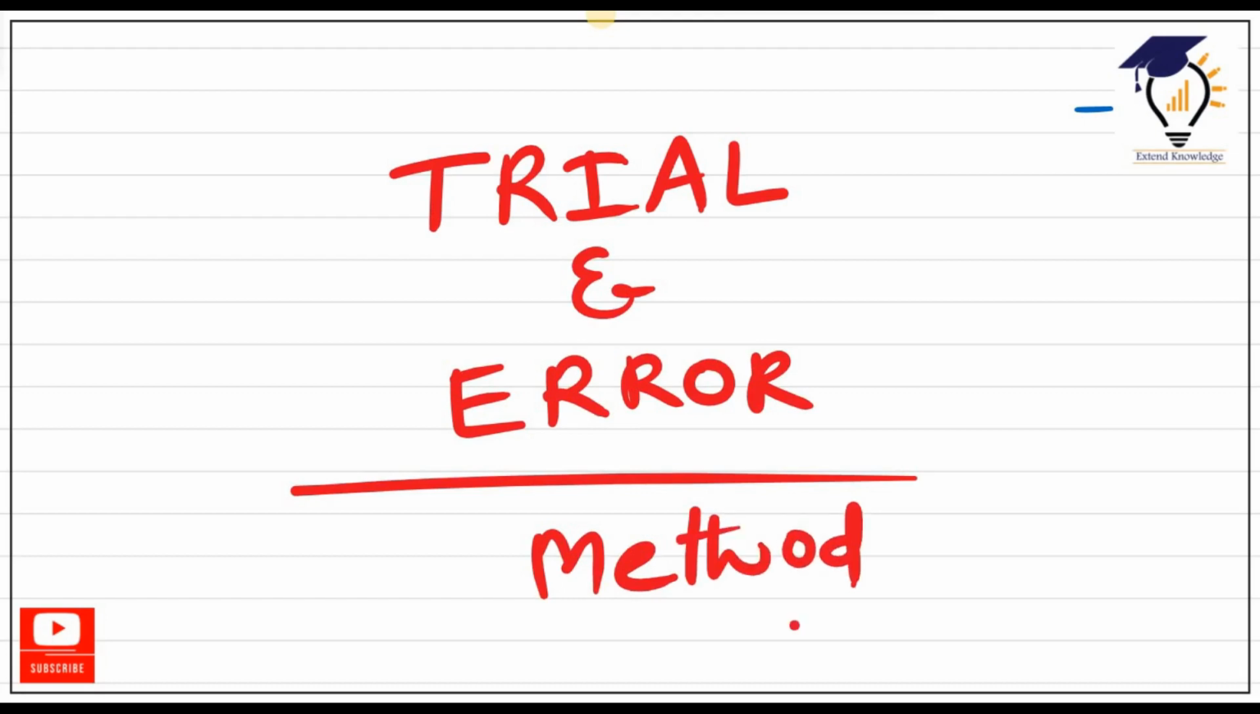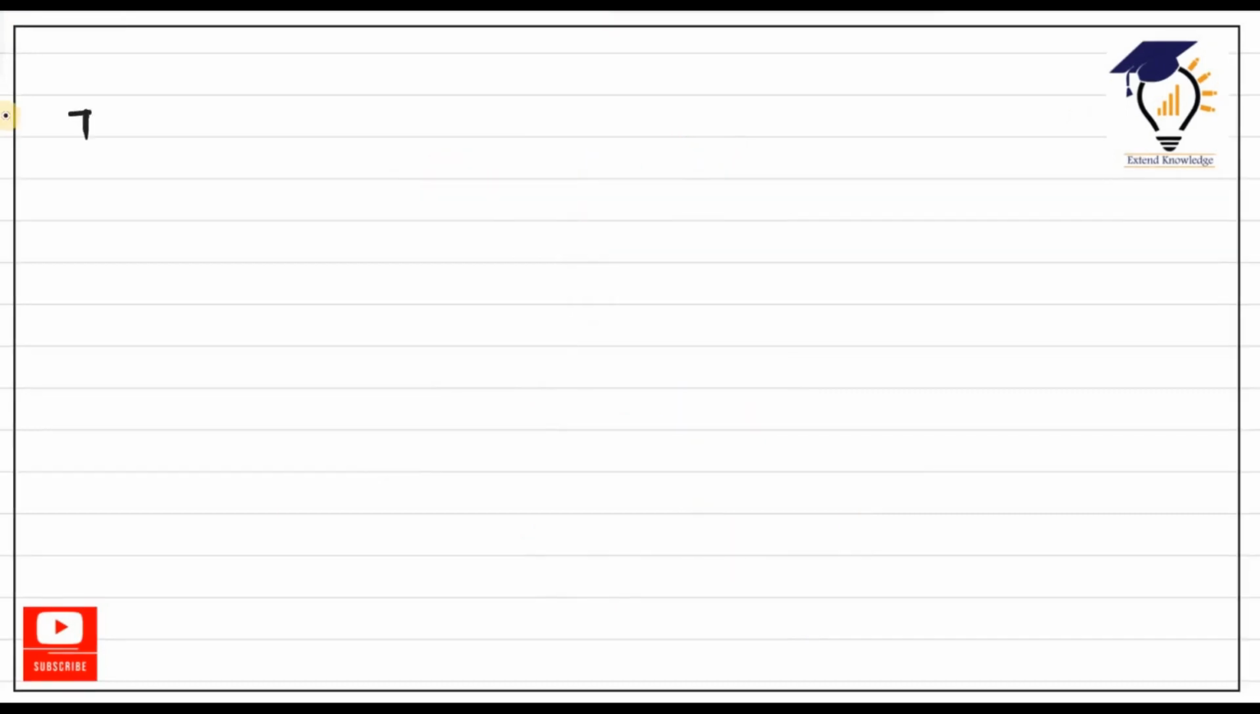So what does this method stand for? Trial and error method is one of the fundamental methods of mathematics which is used to find the solution of the given equation. So let us apply this method and see how it functions. Let us know what a trial and error method is. Basically it is used to find the solution of the equation.